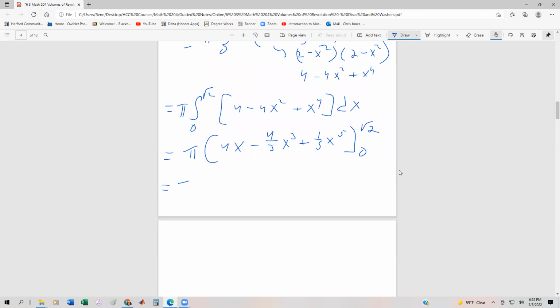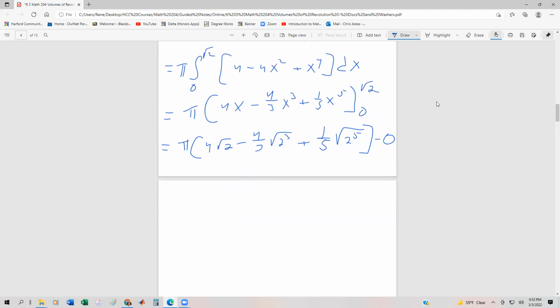So this is technically pi times 4 root 2. That's not too bad. Minus 4/3 square root of 2 cubed. I put the cube underneath the radical because I'm going to show you some algebra tricks with the radicals. Plus, similarly, 1/5 square root of 2 to the 5th power. And technically, there's a minus 0 in there because when you plug 0 in, everything goes away. Now, square root of 2 to the 3rd, we could think of that as the square root of 2 squared times the square root of 2, which actually turns into 2 roots of 2.